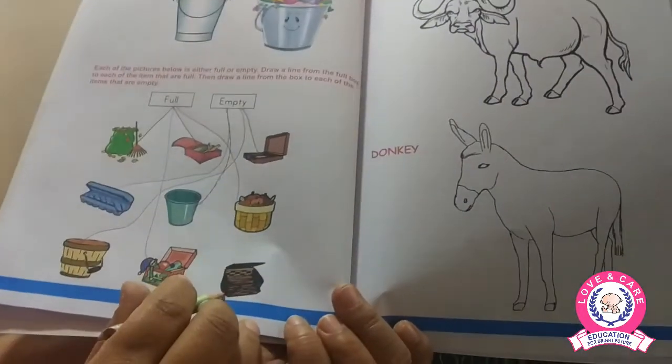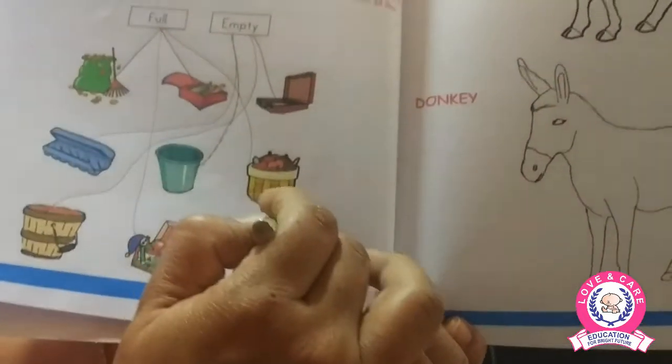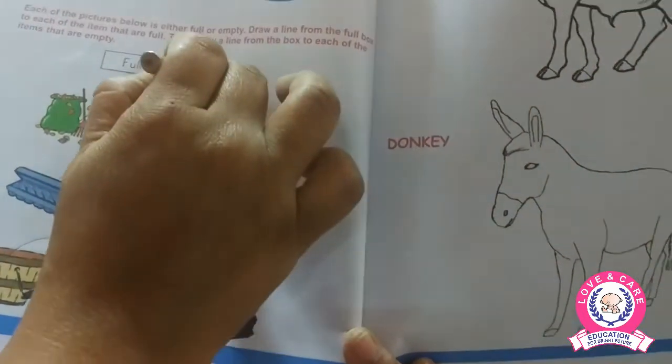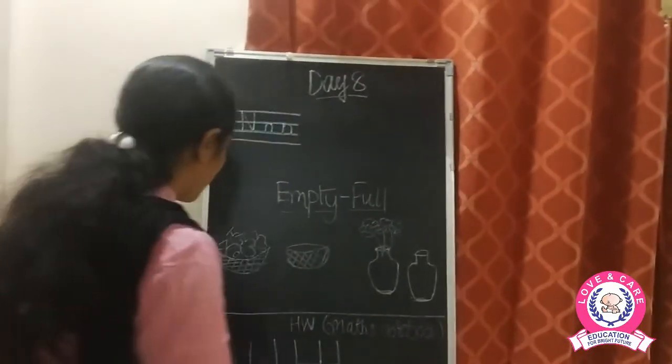Then this is again a box that is empty. This is also a box which is empty. So again we are going to make a line till empty. You have to make a line till empty. So carefully make the lines with the help of your parents.